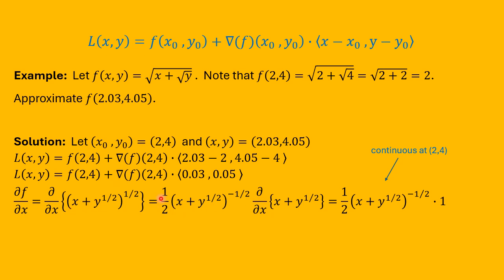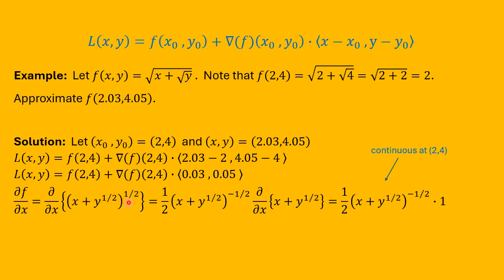Now, to calculate the gradient of f, we need to know what the partial of f with respect to x is, and also the partial of f with respect to y. So let's start with the partial of f with respect to x. F of x, y, remember, is right here. If we write this in terms of powers, we'll have the quantity x to the 1/2 plus y to the 1/2, all raised to the 1/2 power. So the partial of f with respect to x is the partial derivative with respect to x of the quantity x to the 1/2 plus y to the 1/2, raised to the 1/2 power.